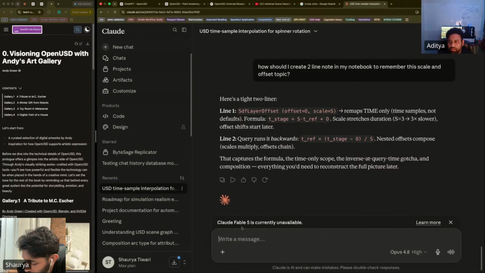T stage equal to S into T ref plus 0. Scale stretches duration.